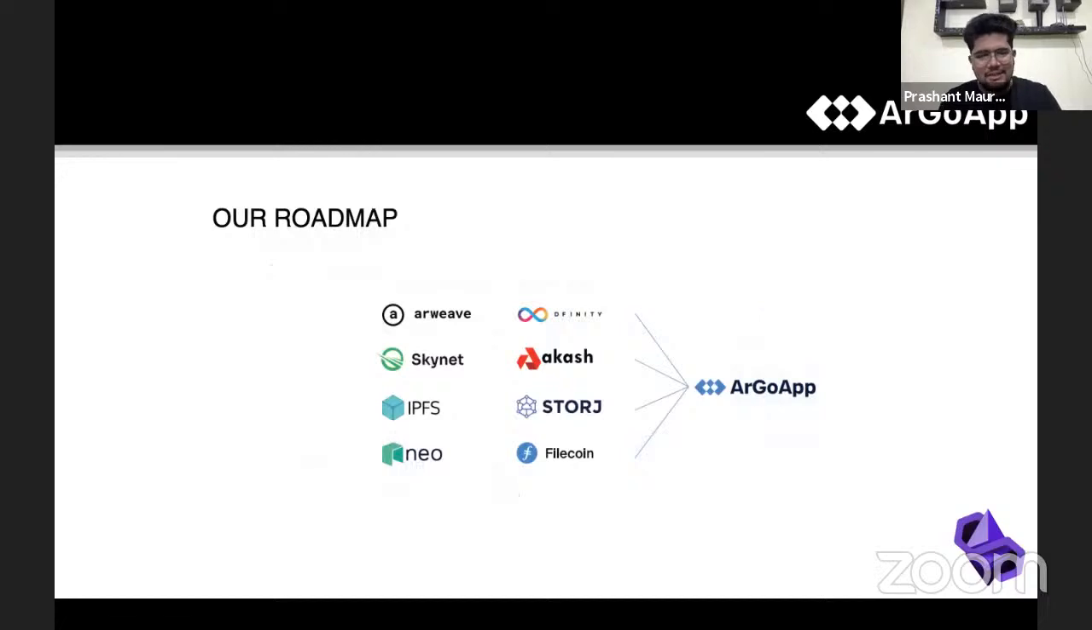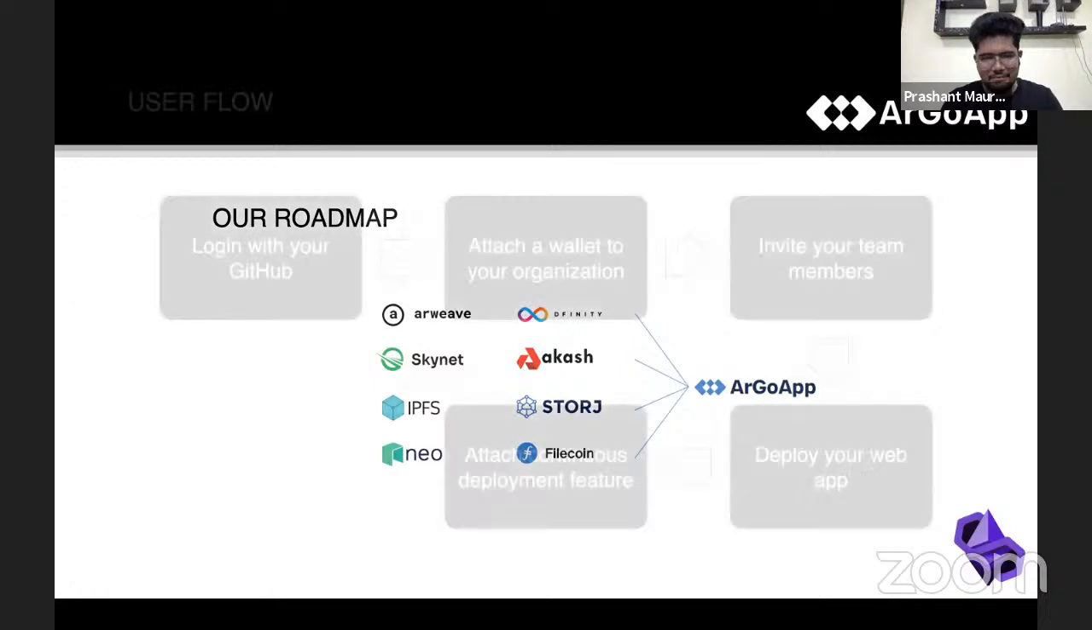Now talking about our roadmap. This roadmap is very important for all the upcoming projects who are going to be using us. You can see our aim is to provide all the cloud infrastructure in one place, which is ArgoApp. Currently we support storage with Skynet, and going forward we have all of this lined up already, which means you should be able to deploy your full stack web application on top of the new web by ArgoApp. So that is our high-level roadmap, which you will start seeing coming into Argo.